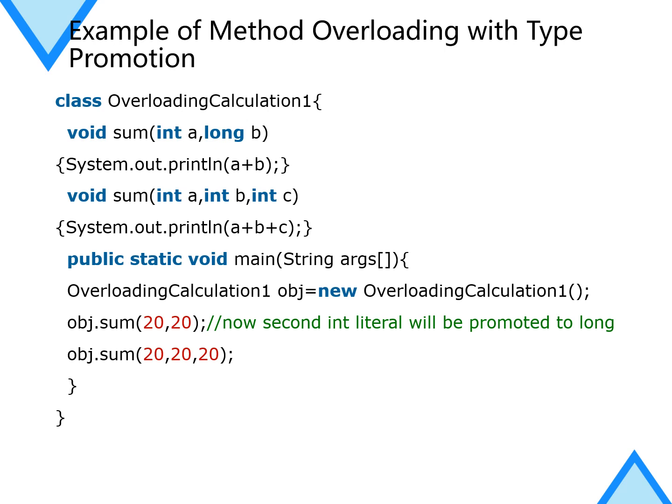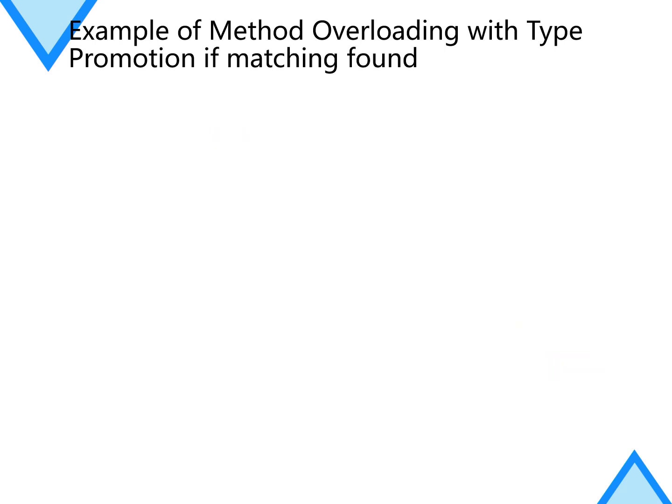The second implementation didn't need any type promotion, so we will receive 20 plus 20, 40, but the second 20 is promoted to long. Here we have another example. In this case we are overloading the method, and we are using type promotion, but what will happen if the matching is found?